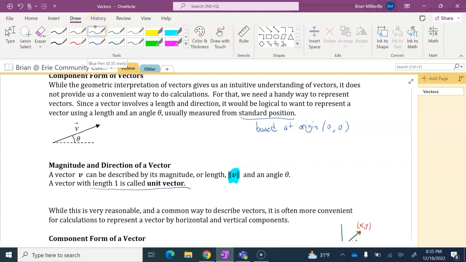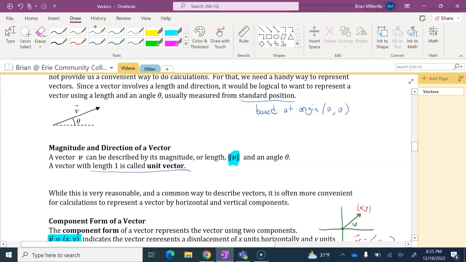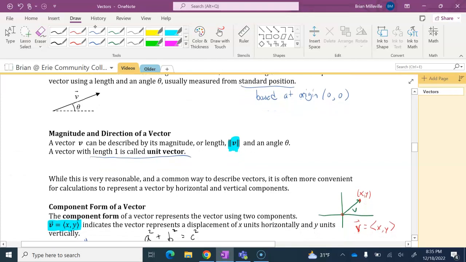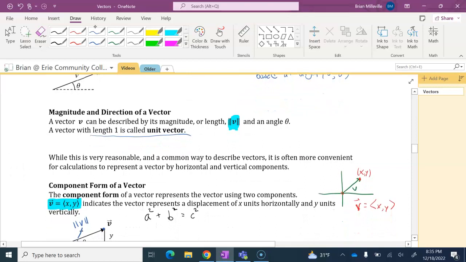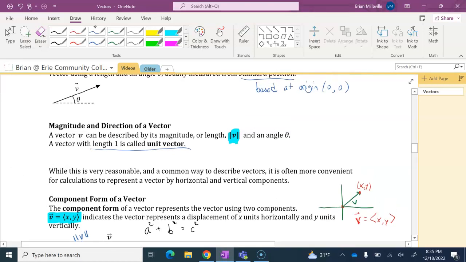Okay, we've already talked about the magnitude. It turns out a vector can be described by its magnitude and an angle theta. We're going to get to that soon. It's often very convenient, though, for calculations to represent a vector in terms of its horizontal and its vertical components. So what we want to think about doing is pictured on the right side of the screen here, thinking about plotting your vector in standard position.